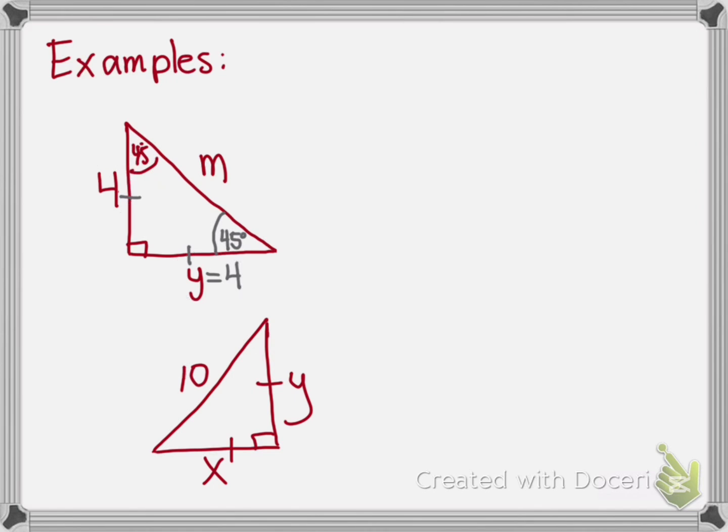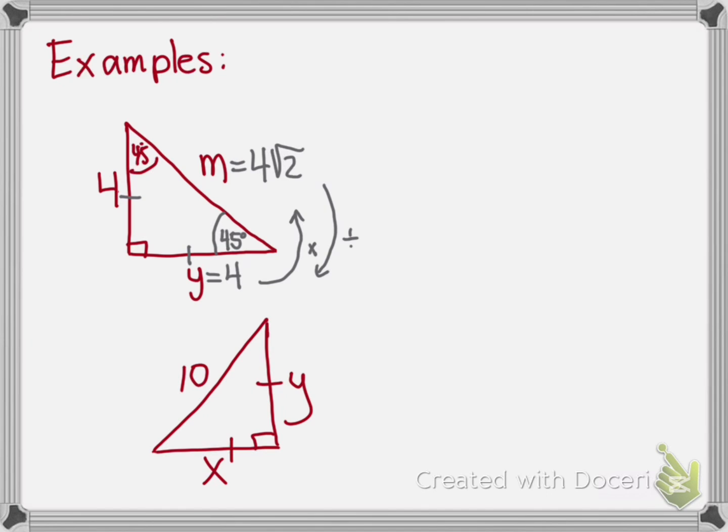Now to find m is really easy. We just multiply the other side times the square root of 2. And that's it. That simple. You just have to know it by memory. The two sides are the same, and the hypotenuse that is bigger than the two sides, we multiply times the square root of 2. Always. Now remember that if we go from small to big, we multiply. But if we go from big to small, we divide.